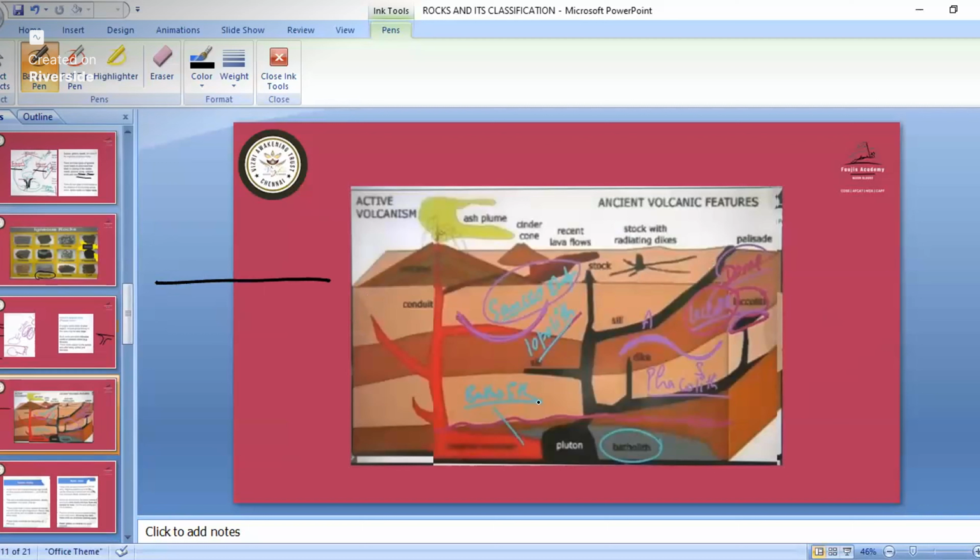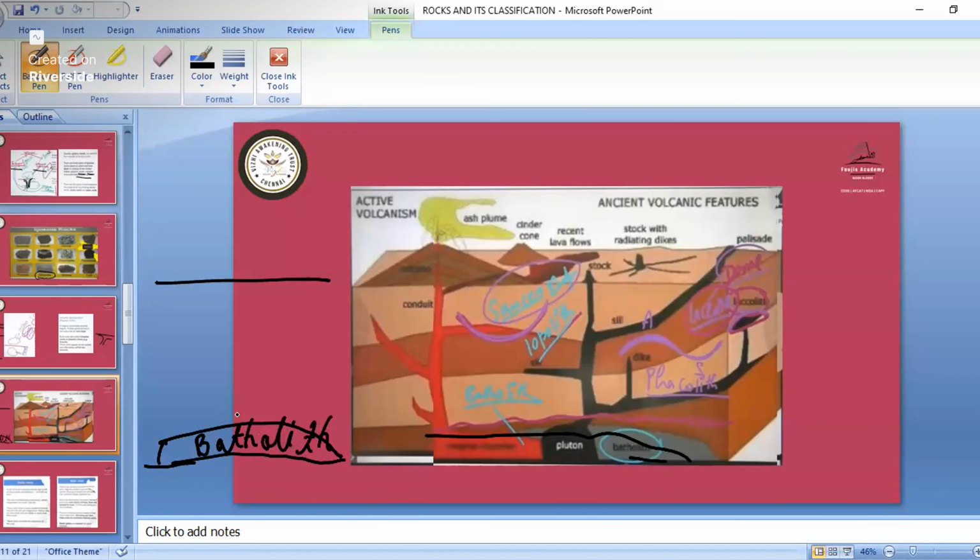Remember all those parts that we are studying. If that particular magma is cooling down inside the earth and spreading in a horizontal direction like this, so in horizontal direction like this, that is known as batholith. You can also call it Pluton. Remember the name batholith. So those horizontal rocks that have cooled down, when they are cooled down, that is batholith. This is batholith.